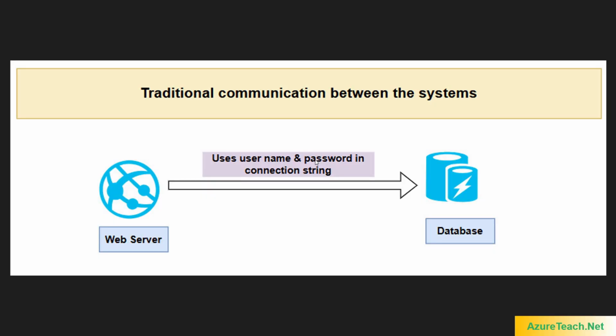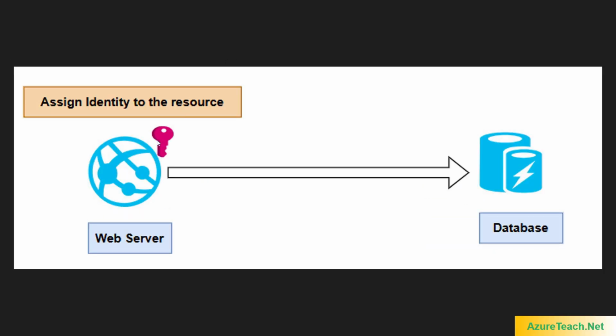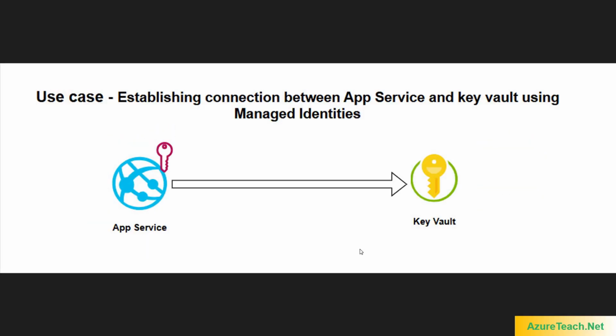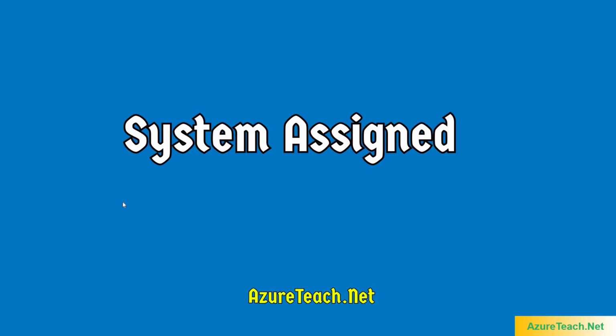Traditional credentials like username, password, or client secrets are vulnerable to leaks, which can lead to unauthorized system access. To solve this, we assign a managed identity to the system so it can access Azure resources securely. No credentials are required. Let us understand managed identities with this common use case. We are going to establish a connection between app service and Azure Key Vault using managed identities. Let us discuss system assigned managed identity.